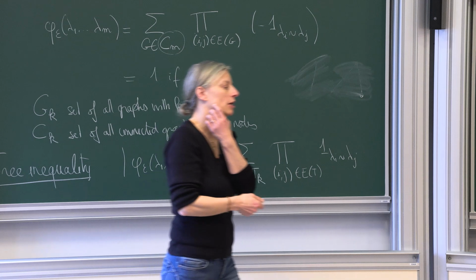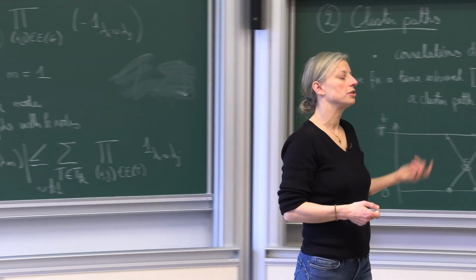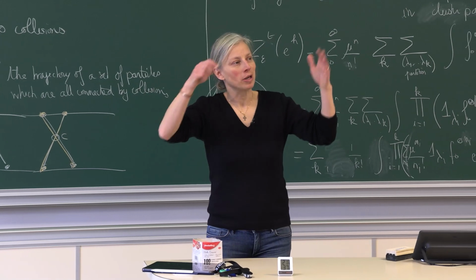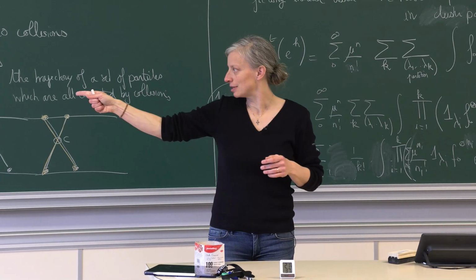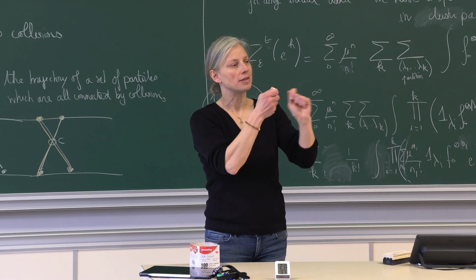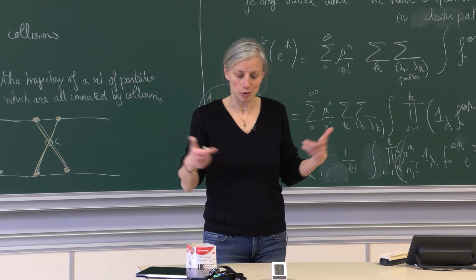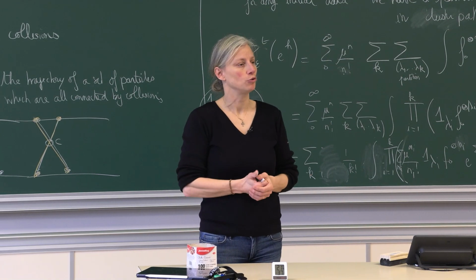I will come back to this argument later on to identify the Boltzmann equation. It's actually a bit more complicated because you have more complicated graphs, but it's exactly the same as here. You prove that you have some cancellation, and in the end you get the equation, which is much simpler than what you would expect.